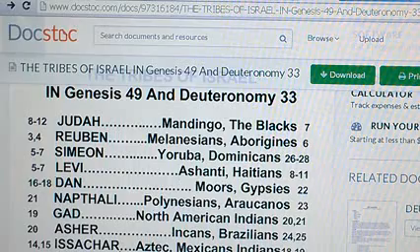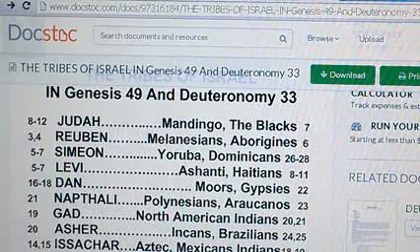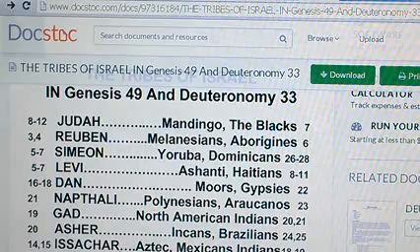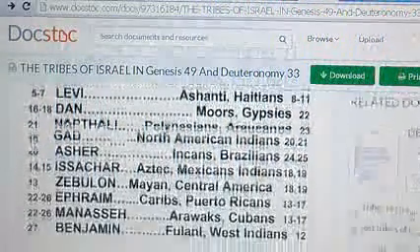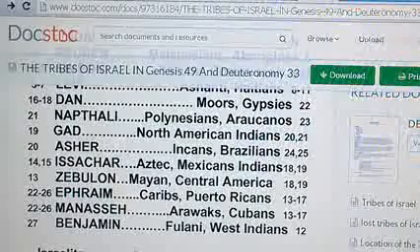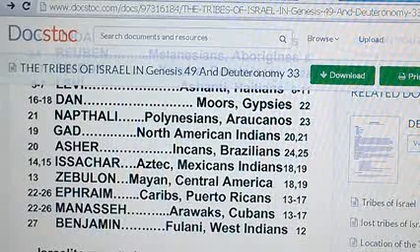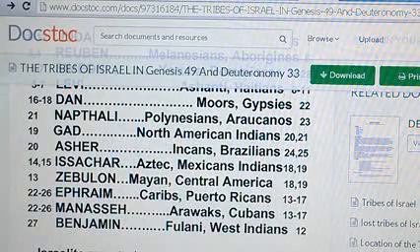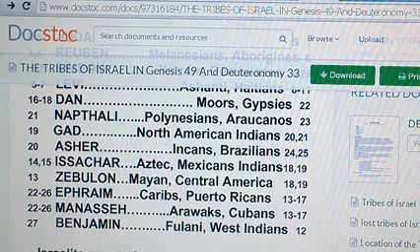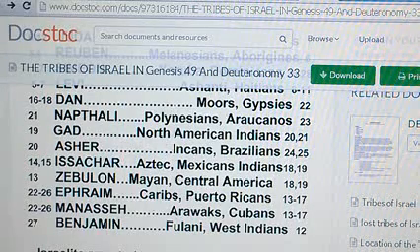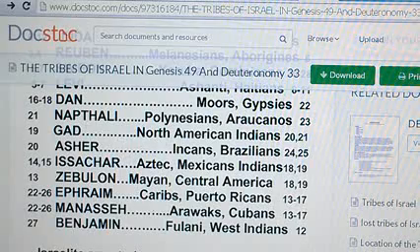This one here is more complete, and it's from Israelite.net. Let's just go through this right here so you can get an overview of it. So you see even Dan, the Moors, the Gypsies, Naphtali, Polynesian, Araucanos, then Gad, North American Indians. So you can see how a lot of this corresponds. Ephraim, Carib, the Caribs, Puerto Ricans. And there's some more information and detail in this as well that needs to also be updated.